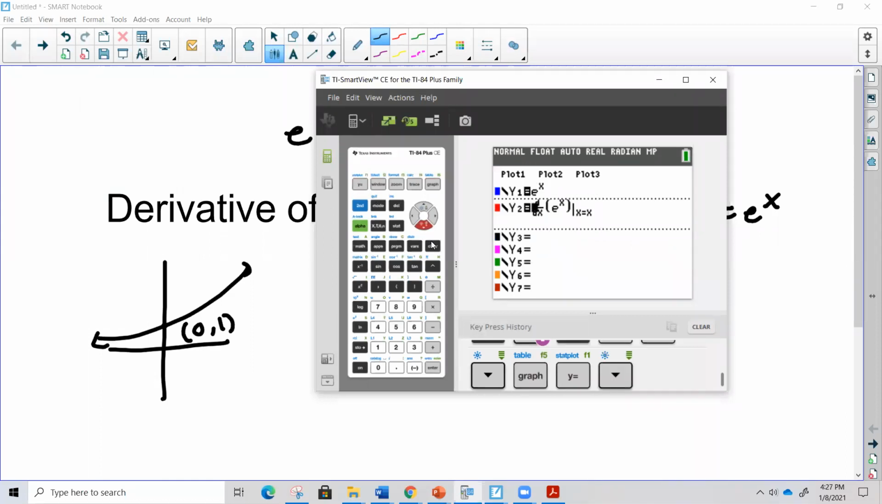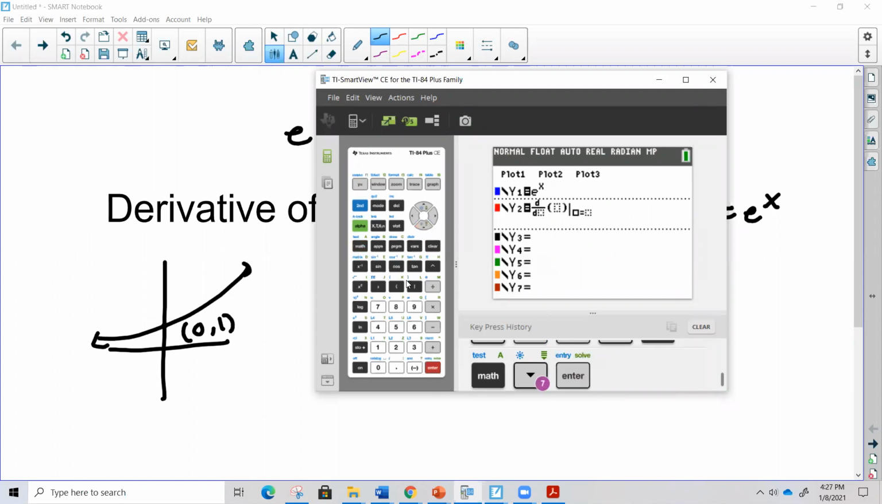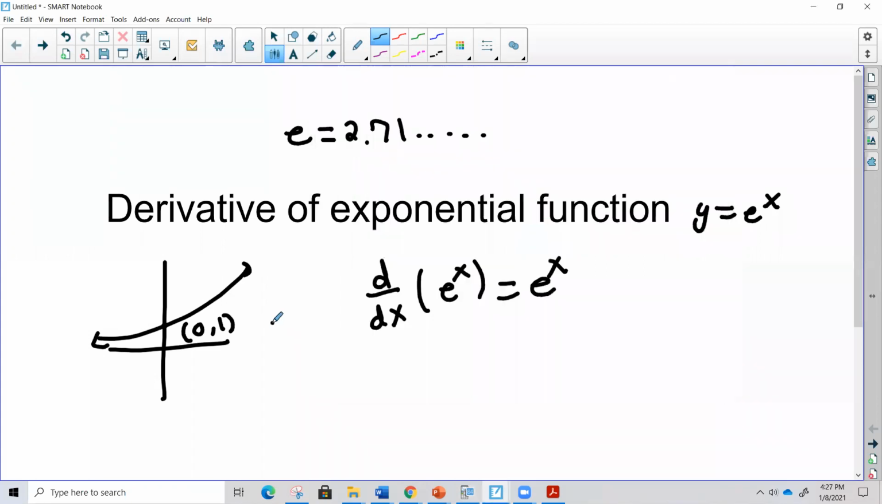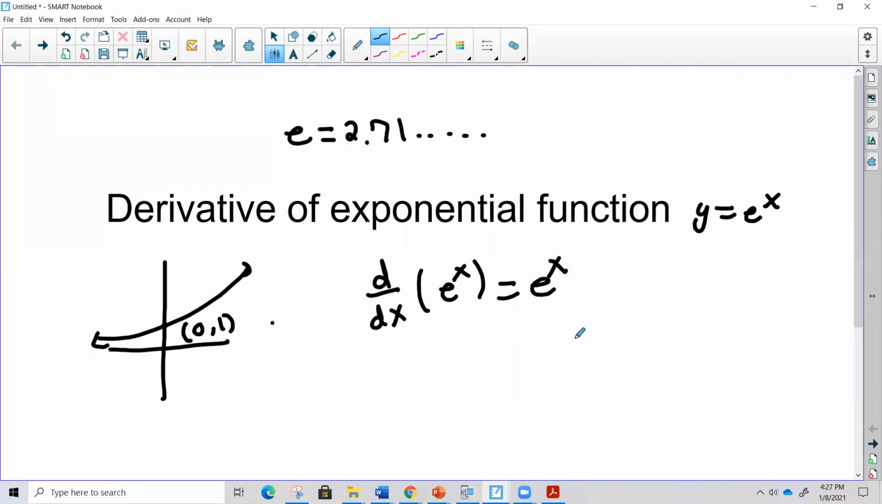on the same graph, and I want to actually show you, so let me do this again. Okay, notice it's just tracing it. And so the derivative of e to the x is just itself, e to the x. So it's one of the easiest ones to know.